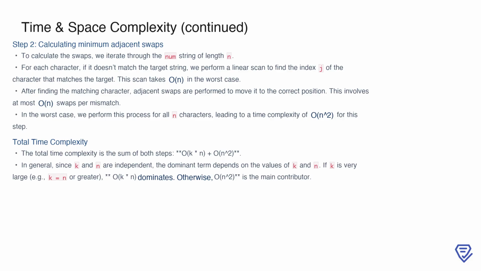In the worst case, this process is repeated for all n characters of the string, leading to a time complexity of O(n^2) for this step. Adding the complexities of both steps together, the total time complexity of the algorithm becomes O(k * n) plus O(n^2). The dominant term depends on the values of k and n. If k is very large, such as when k is equal to or greater than n, O(k * n) dominates. Otherwise, O(n^2) becomes the primary contributor.